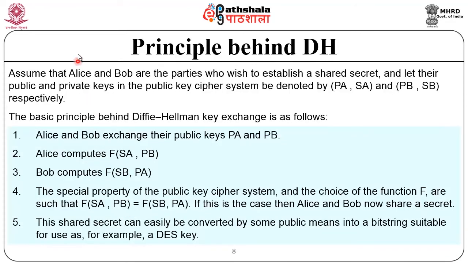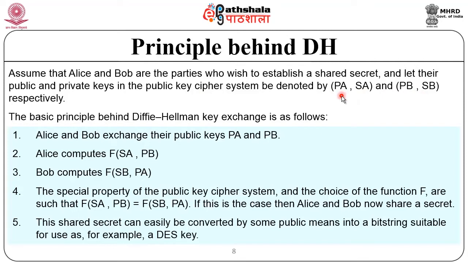Now we can see that Alice and Bob are the parties who wish to establish a shared secret, and let their public and private keys be denoted by PA and SA, PB and SB.